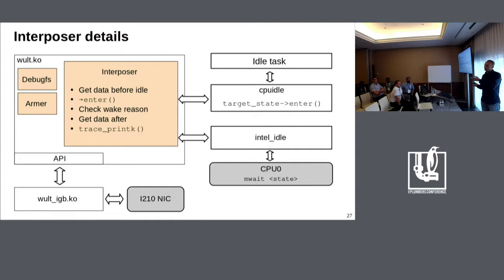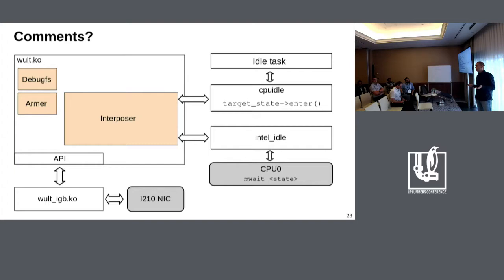The other thing we do is that we try to check the wake reason. If we think we woke up because of something else, not our interrupt, we just ignore all this data. But if we do think we woke up from the interrupt, we send the data to user space. How do we do this? We use trace printk. I hope rotten tomatoes don't fly at me. I know this is not the way to go upstream, but that was a quick shortcut. So it ends up in the trace buffer, and user space picks it from tracefs. That's basically the current design. That's how it works.